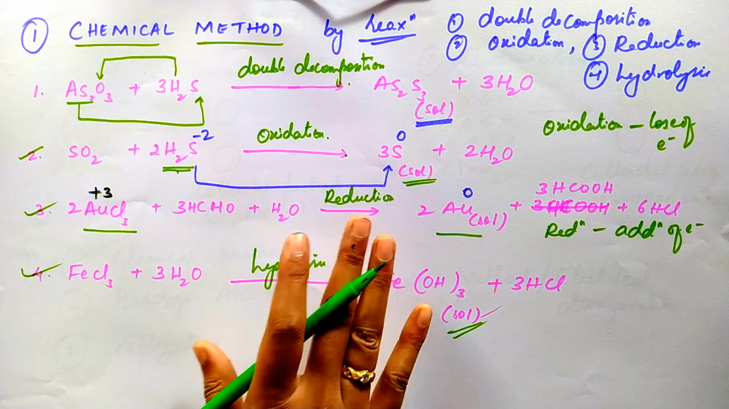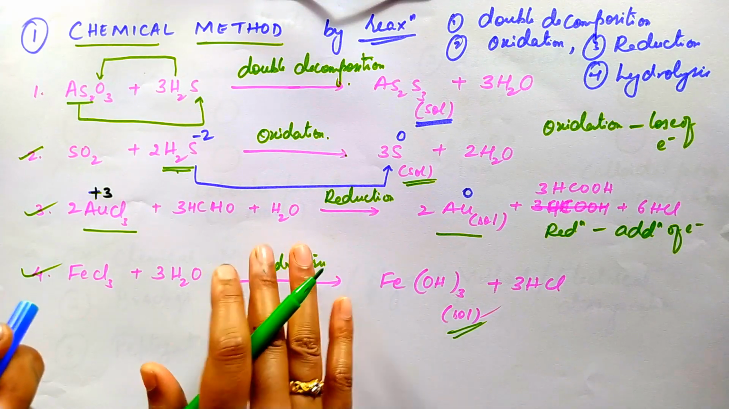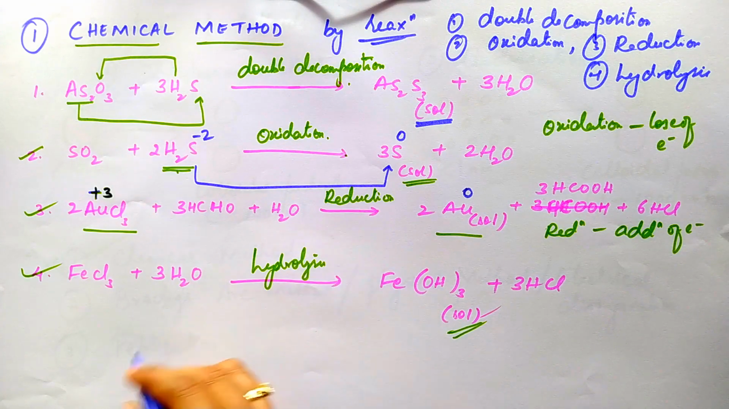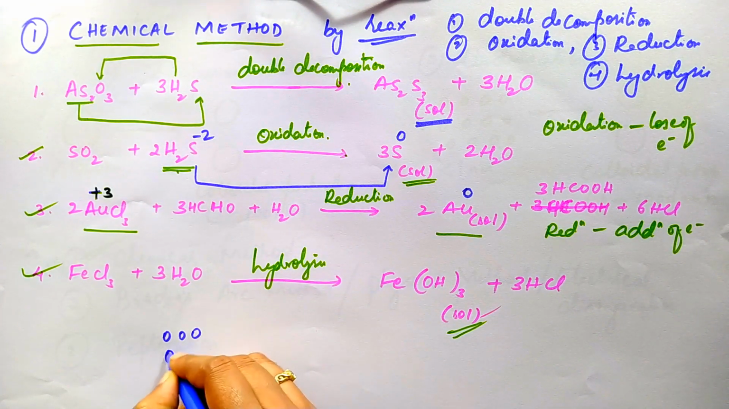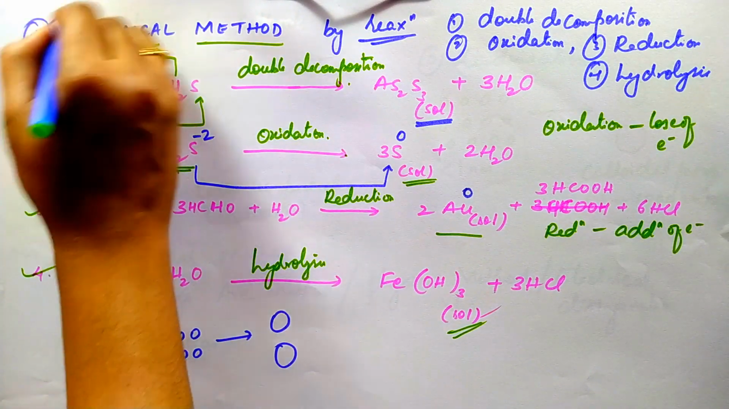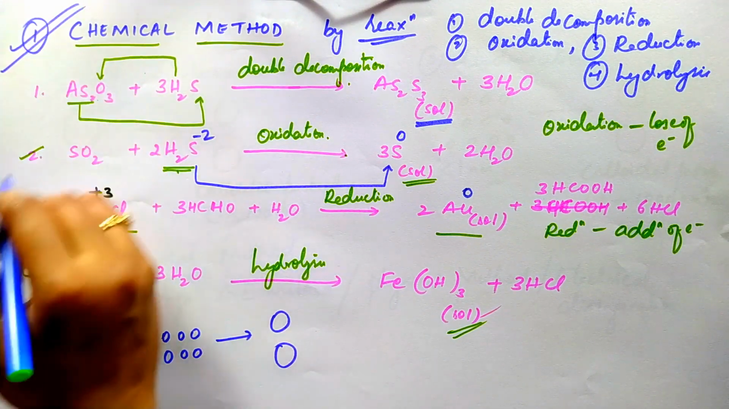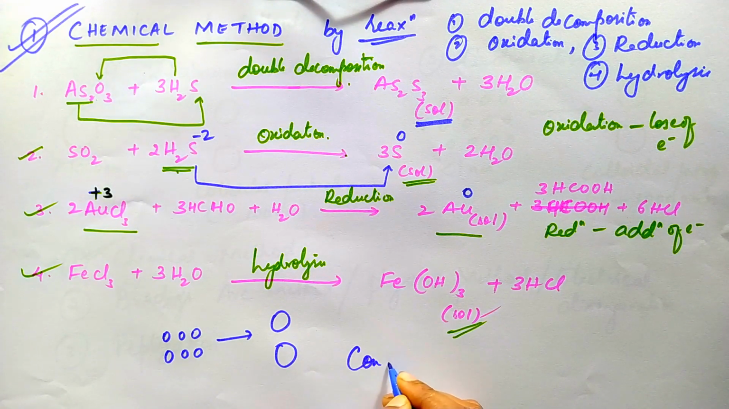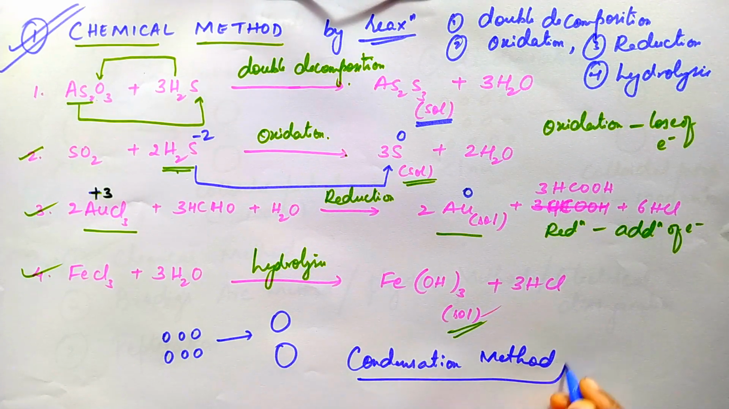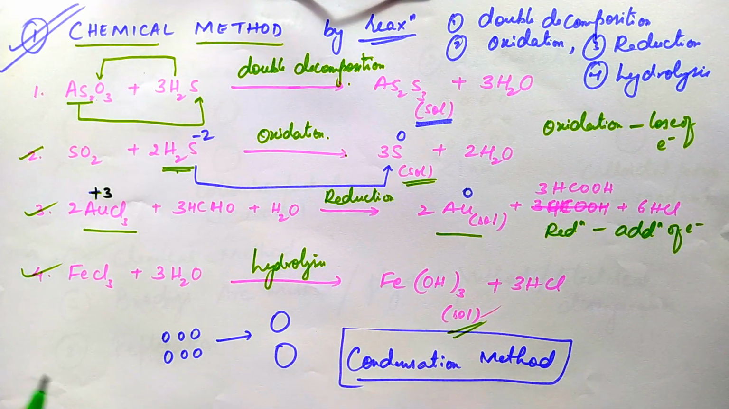Here the condensation method takes place. Condensation means the smaller particles are combined to form a colloidal particle. The chemical method is a condensation method, where smaller particles are combined to form a colloidal particle.